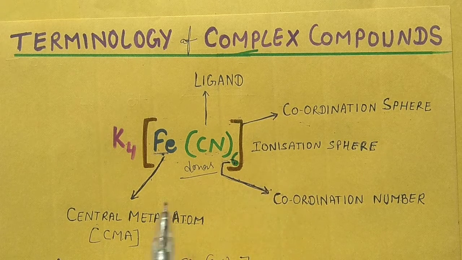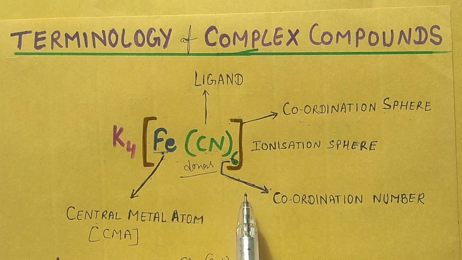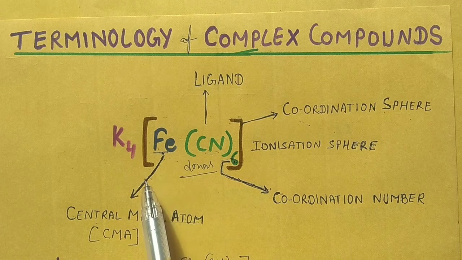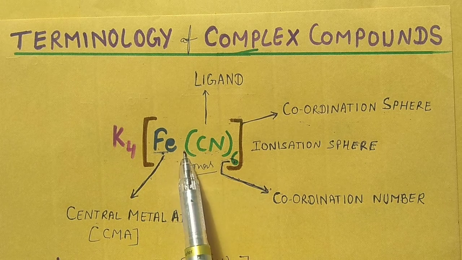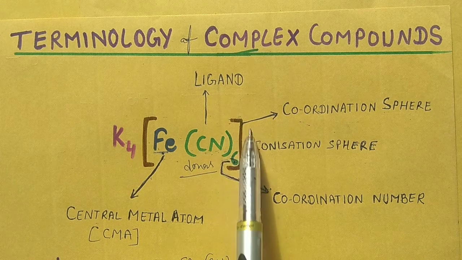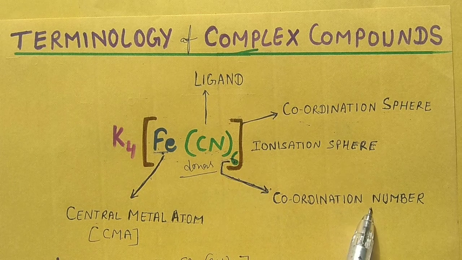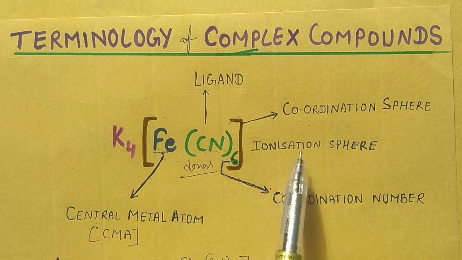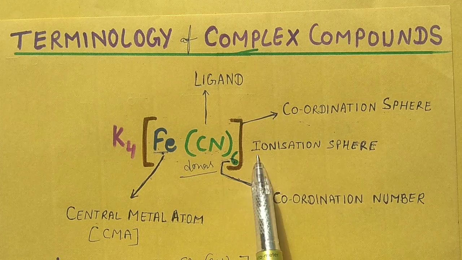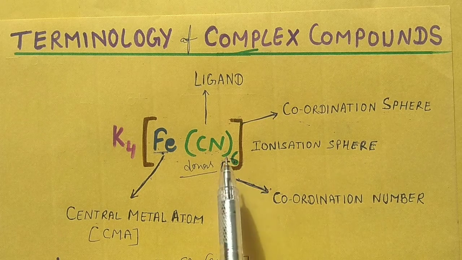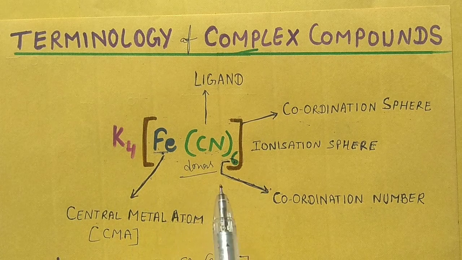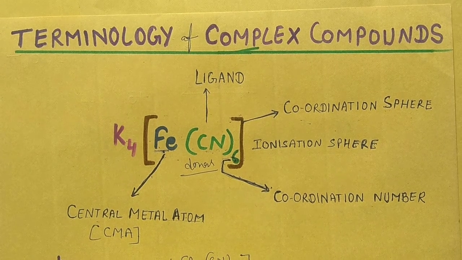They will be cations or anions. This is the terminology of complex compounds. In the coordination sphere, the central metal atom is coordinately bonded with ligands, and the number of ligands present in the coordination sphere is known as the coordination number. The outer part of the coordination sphere is known as the ionization sphere, because the part present in the ionization sphere always ionizes. Clear? Okay, thank you.